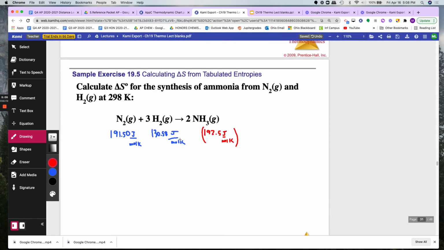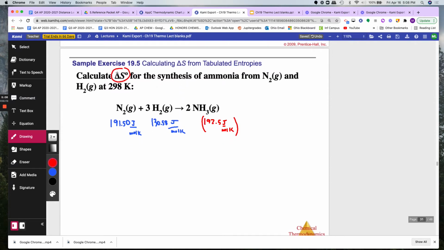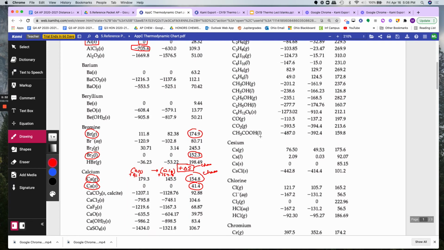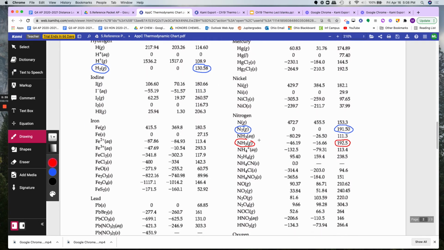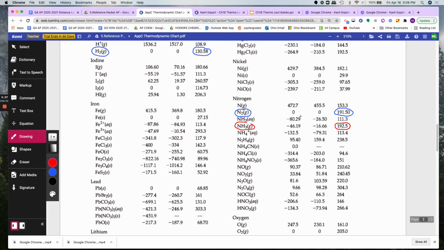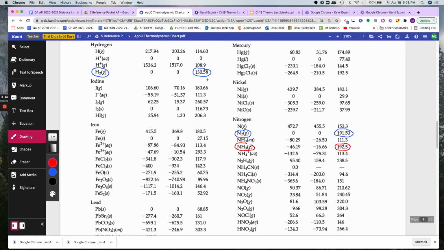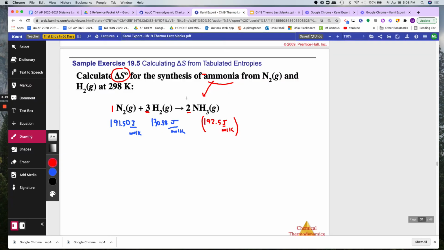Here's an example. If you want to get the delta S for making ammonia, well, you write your equation. You get some nitrogen gas, you get some hydrogen gas, you make ammonia gas right here. Balance the equation. There's a 3 there, a 2, and a 1. Okay, you look up the numbers from the thermodynamic chart. I found it over here, and I circled it, it's 191.5. Ammonia is that number, and H2 is that number, so I went ahead and put those numbers ahead of time.